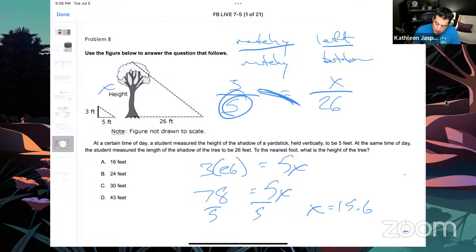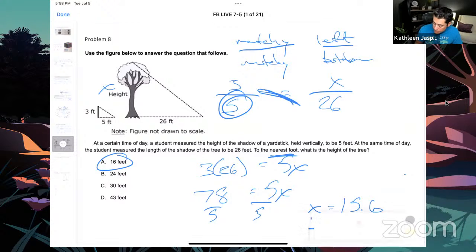Now, it said to the nearest foot. So that's why we get 15.6. Let me clean that up. That's a bad 5. 15.6. What number is closest to 15.6? And again, that's why estimation is so good on this test. If you can get really good at estimating your math, 16 is closest to 15.6. Obviously, nothing else comes close. 16 is your answer. That's how you do it, setting up a proportion.